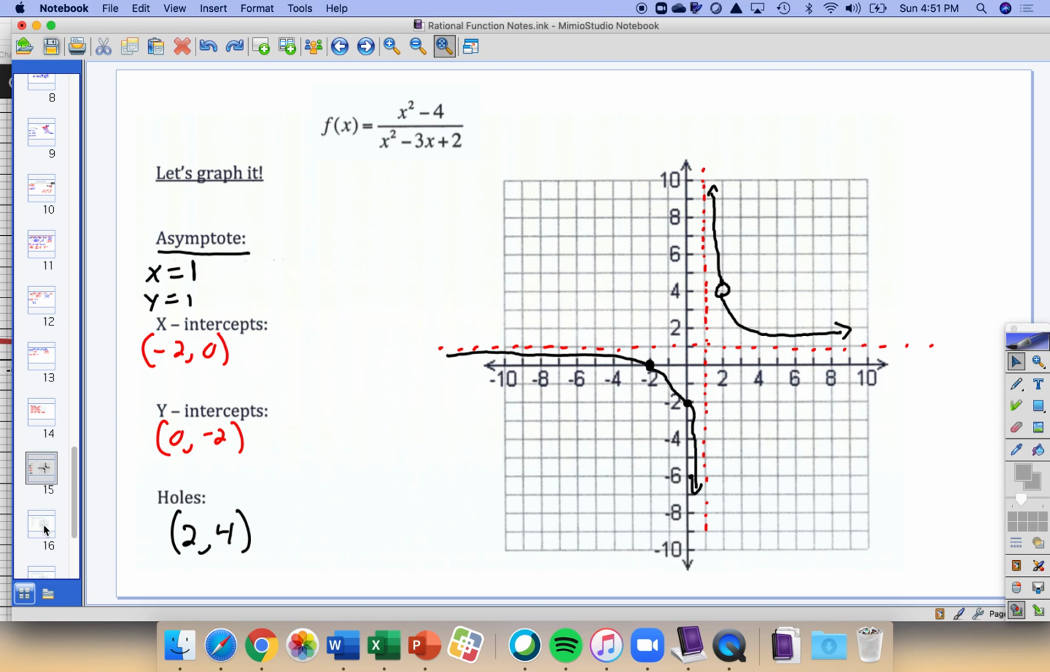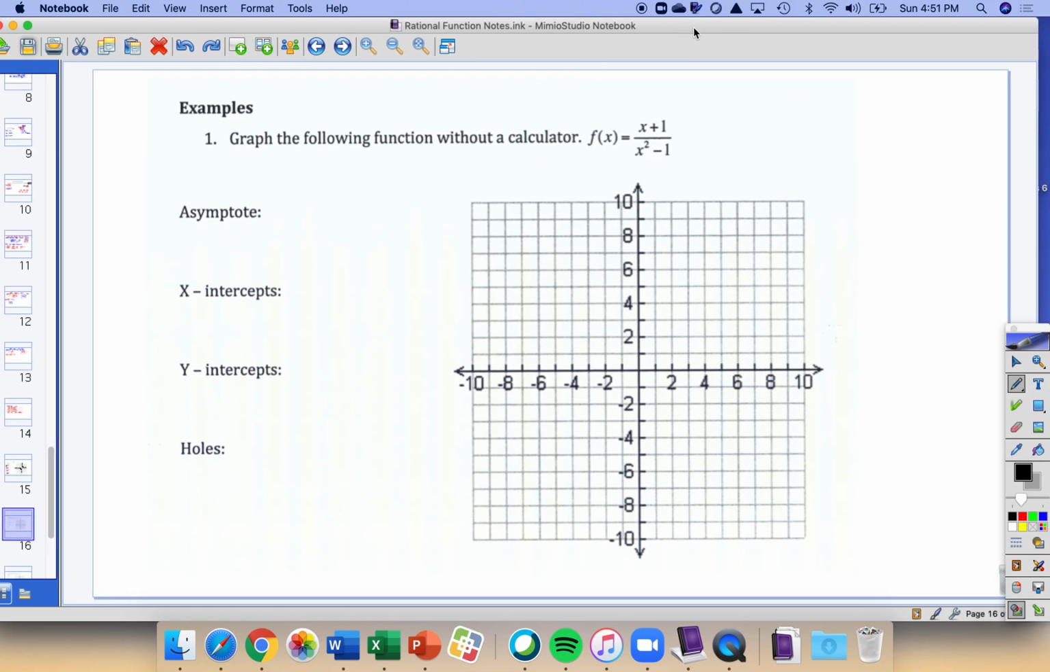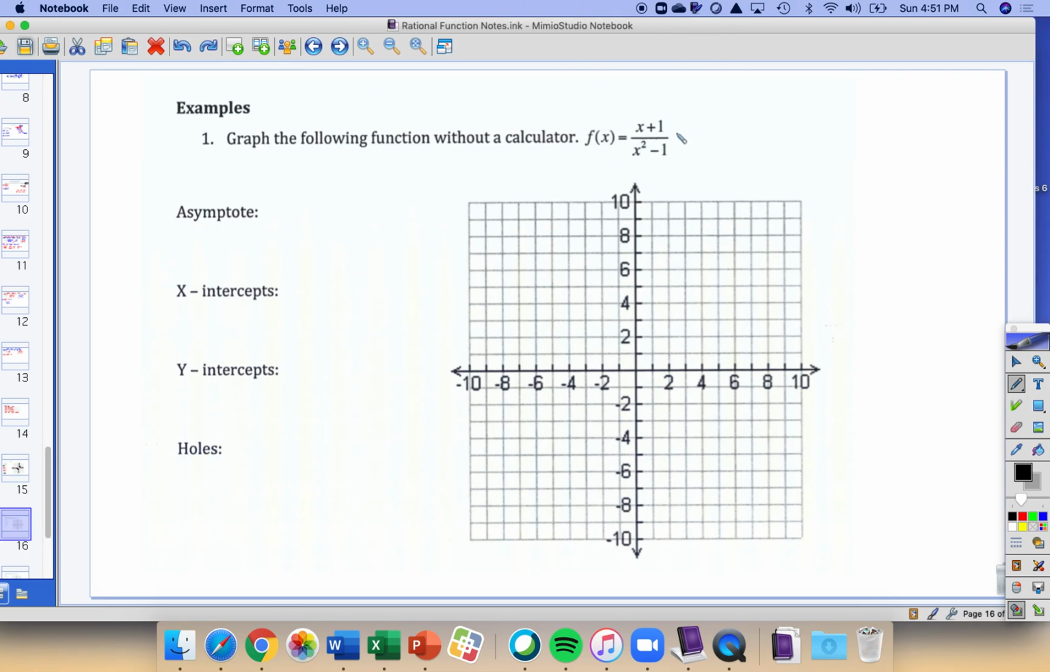Let's do another example. Here, I want to graph this without a calculator. First thing I want to do, find my holes. So if I factor this, oh no, I have a common factor. That means there is a hole in this function. When I simplify it, I'm left with 1 over x minus 1.